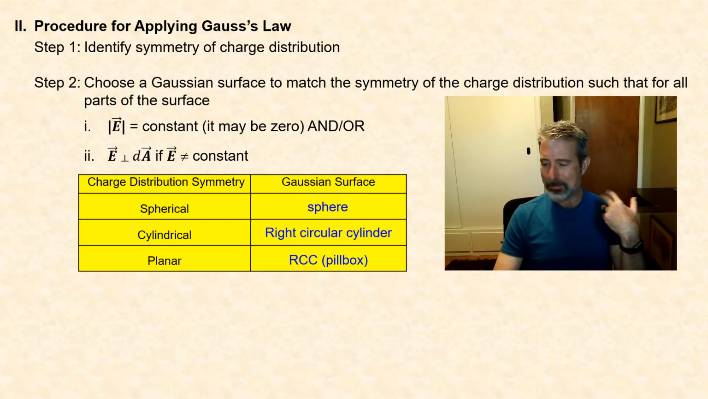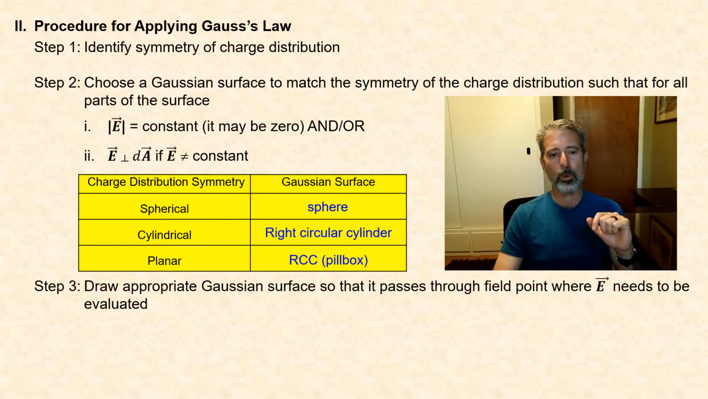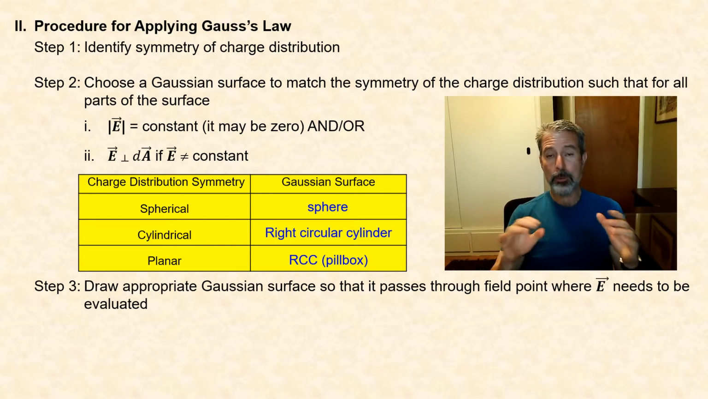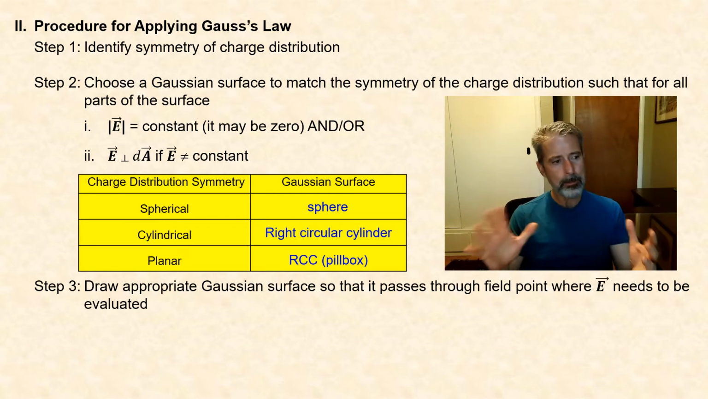Given a problem, you're going to have one of these three types of symmetry. It's going to be obvious, and therefore the Gaussian surface you choose should be obvious. So steps 1 through 2, very straightforward. Step 3, you really want to try to draw a picture of this, in part to help you see what's going on, and in part to be able to explain to me what you're doing so I can give you credit.